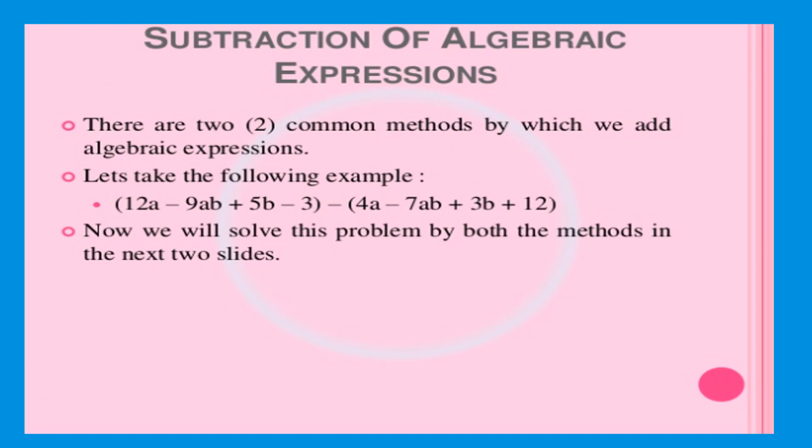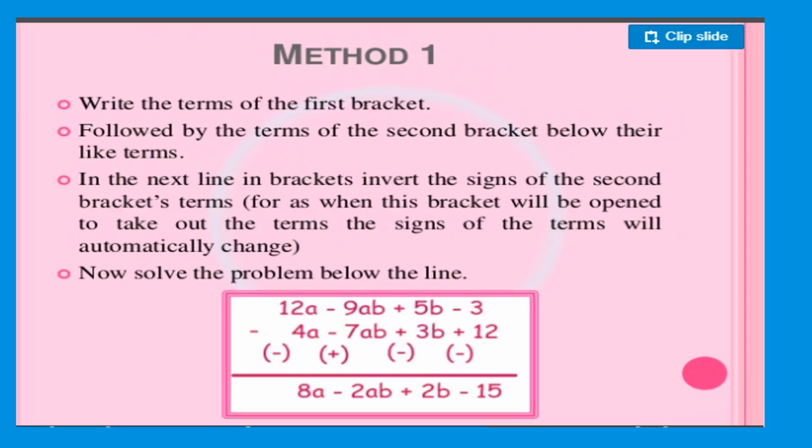Next, we shall go to the subtraction of algebraic expressions. How are we going to do it? Here also there are two common methods by which we subtract algebraic expressions. Let us take the following example: 12a minus 9ab plus 5b minus 3, minus of 4a minus 7ab plus 3b plus 12. Now we shall solve the problem in the next two slides using the two methods.